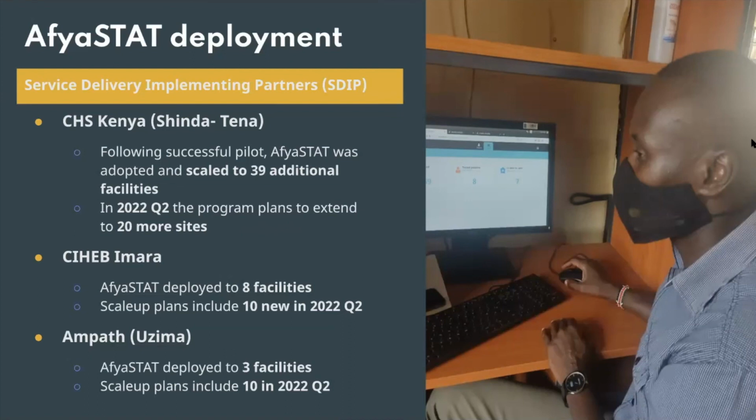Another exciting implementing partner that we've seen adopt AfyaSTAT is Ampath. It's exciting because their setup is slightly different. They use a centralized EMR. So far, they've deployed to 3 facilities. They've got scale-up plans to include 10 or more facilities by the end of this quarter.